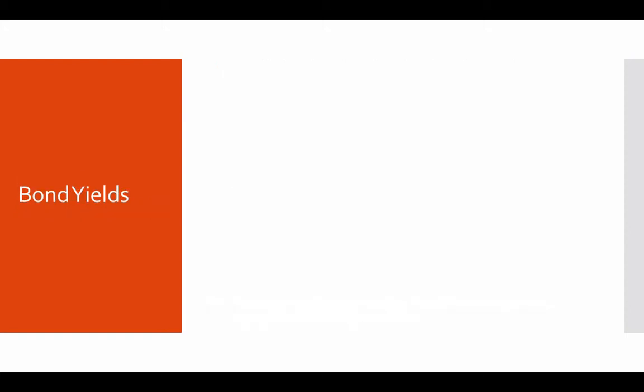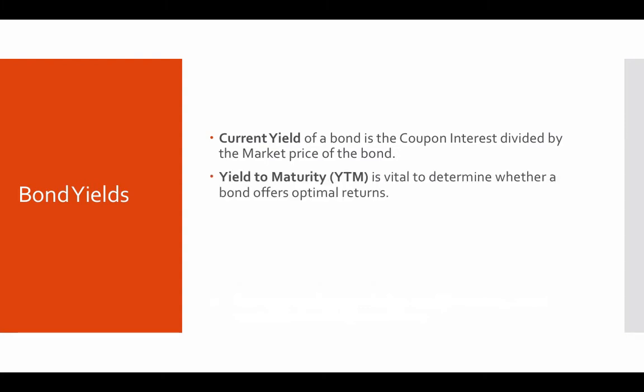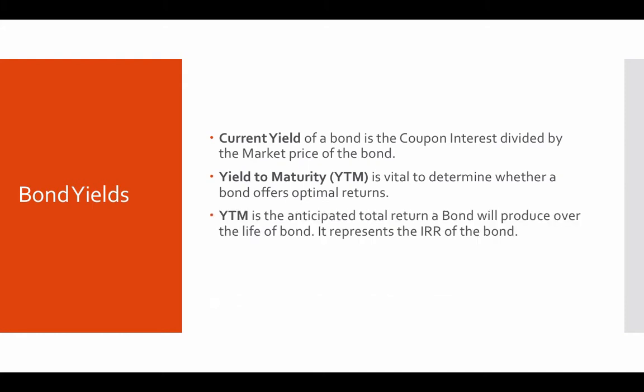Now, moving on to bond yields. The yields are important aspects of bonds. The current yield of a bond is the coupon interest divided by the market price of the bond. Yield to maturity is vital to determine whether a bond offers optimal returns. YTM, or yield to maturity, is the anticipated total return a bond will produce over its life. It represents the internal rate of return, also known as IRR, of the bond.